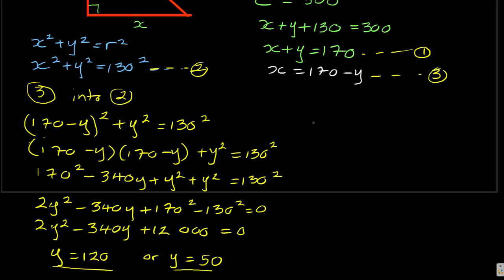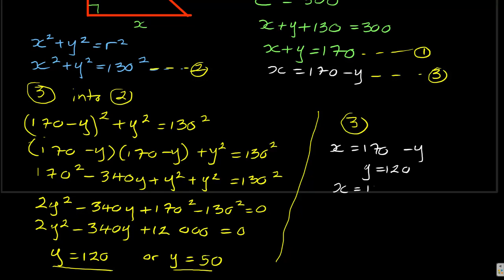Right? So now with these two values of y, remember in equation 3, x is 170 minus y. So now from 3, x is equal to 170 minus y, and the first one is y is equal to 120, so x is equal to 170 minus 120. So the first one is the one where x is 50. So you have got two values, 120 and the other one is 50. And then the same thing when y is equal to 50, you find that x is equal to 120.